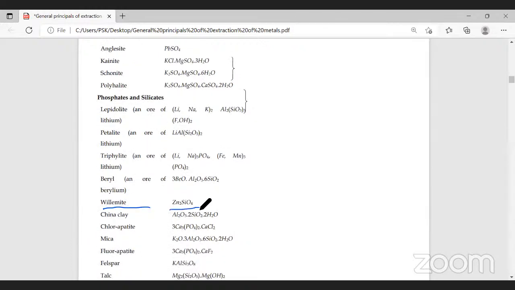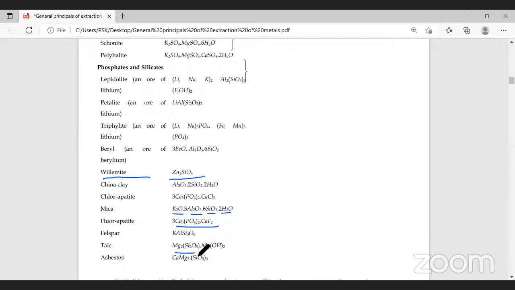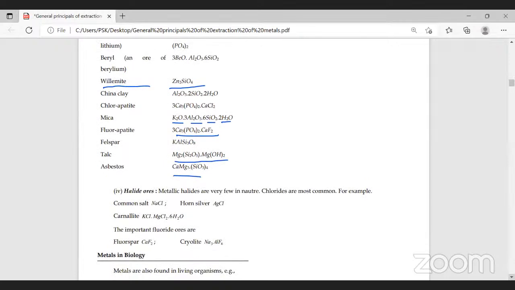Anyway, remember willemite. Willemite is zinc silicate, Zn2SiO4. Mica is potassium oxide, aluminum oxide, silicon dioxide, and water. Fluoroapatite is a phosphate ore, calcium phosphate and calcium fluoride. Talc, or talcum powder, is magnesium silicate and magnesium hydroxide. Asbestos is calcium magnesium silicate. All these are examples of silicate and phosphate ores.